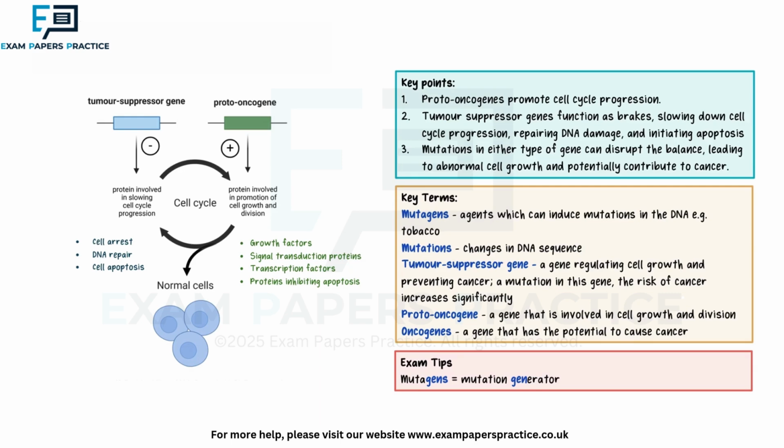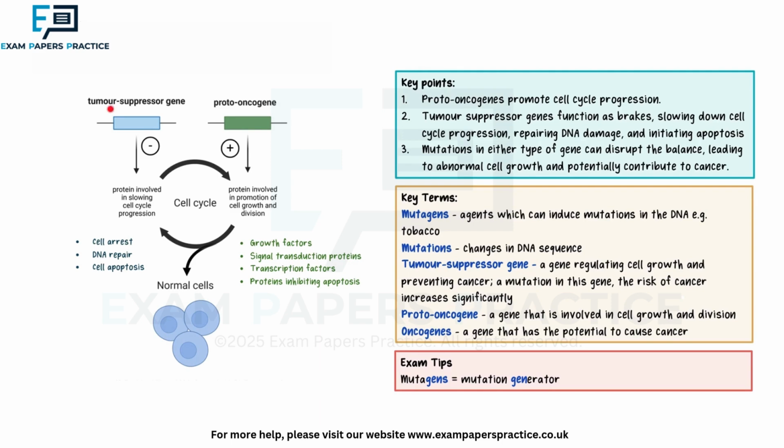Tumour suppressor genes and proto-oncogenes work together to maintain normal cell function and help regulate the cell cycle. While they have opposing roles, their coordinated actions ensure that cell growth, division, and death occur in a controlled and balanced manner. Here's how they interact and the roles they play.